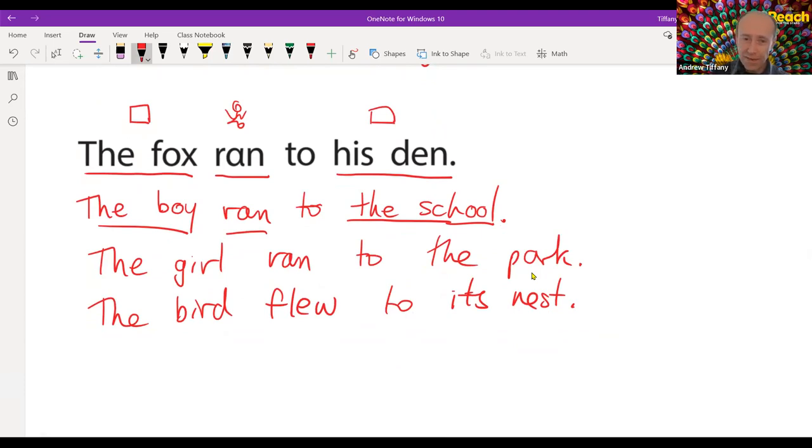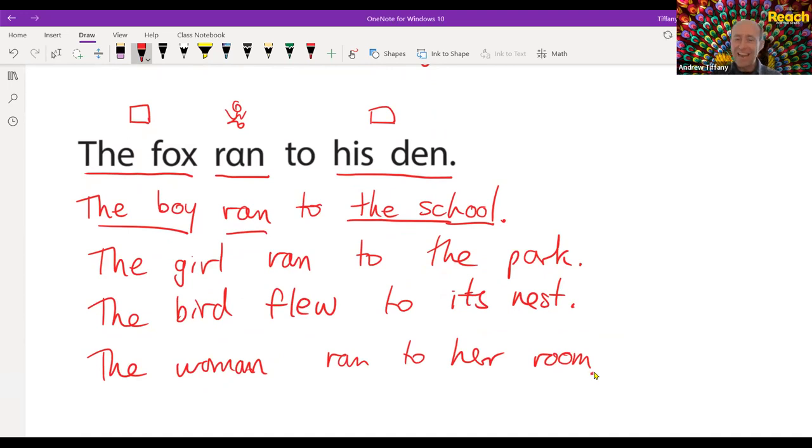Okay. The woman ran to her room. Very good. The woman ran to her room. With my students, I write more neatly than this, I promise, right? But today I'm going really quickly. It's a bit harder with a digital pen as well. Okay. The man hit the rock. I like that one as well, Albert. That's my last one. The man hit the rock.